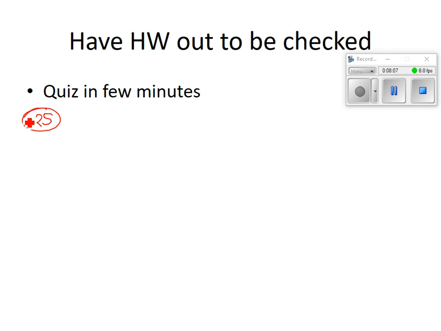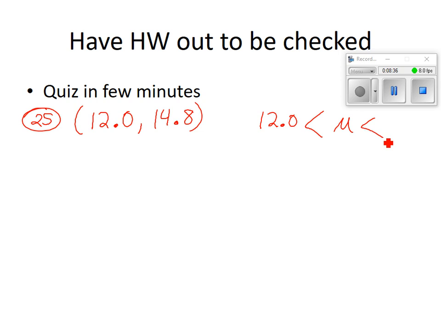Number 25 says, use the given confidence interval to find the margin of error and the sample mean. This time they tell us 12.0 and 14.8. This is the way the calculator writes it, and it's probably the shortest way to write it. The other way this could be written is 12.0 is less than mu, which is less than 14.8.